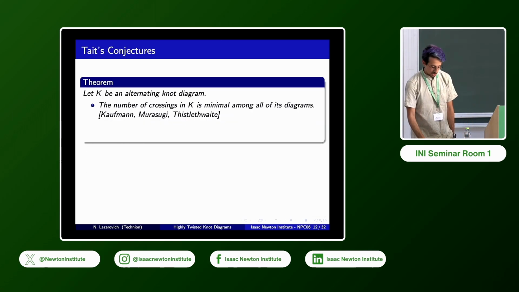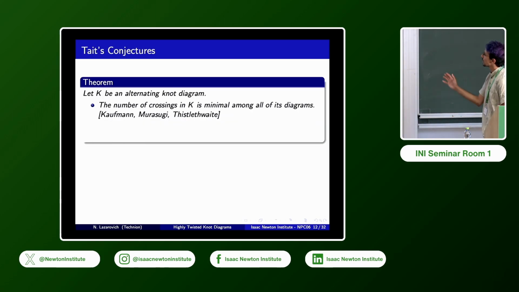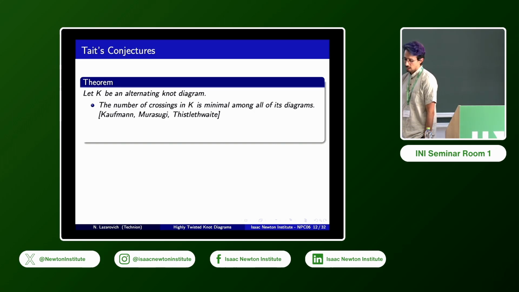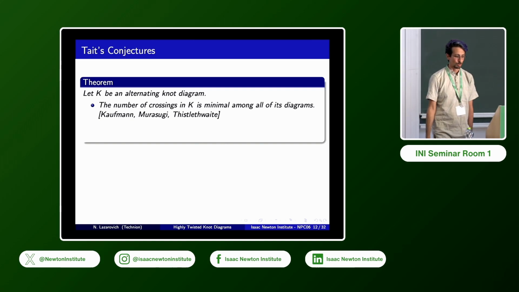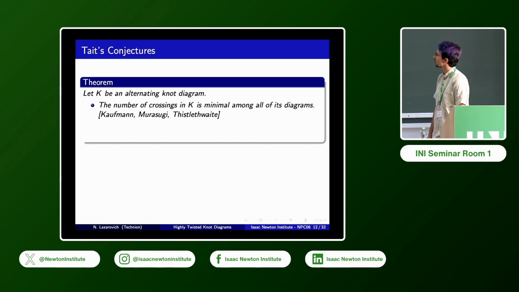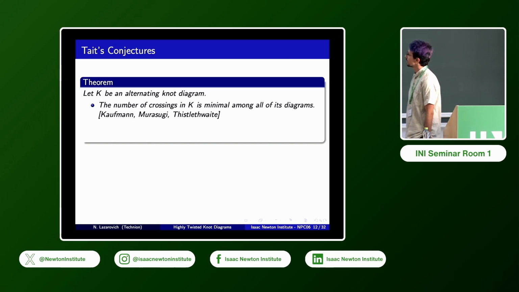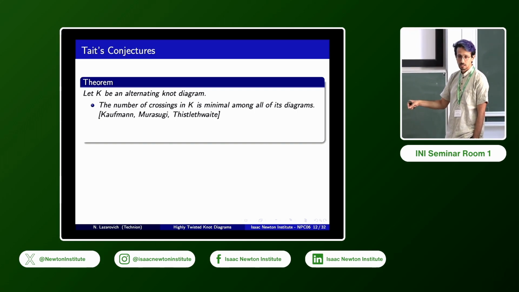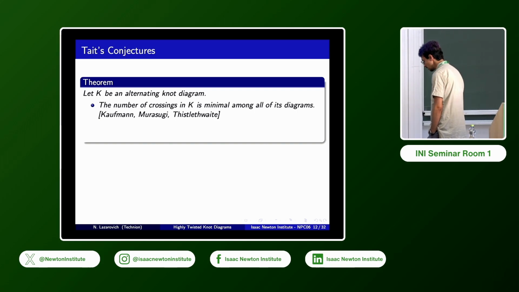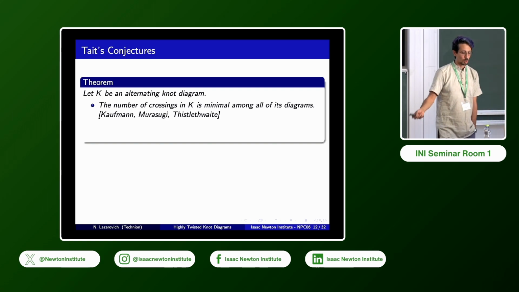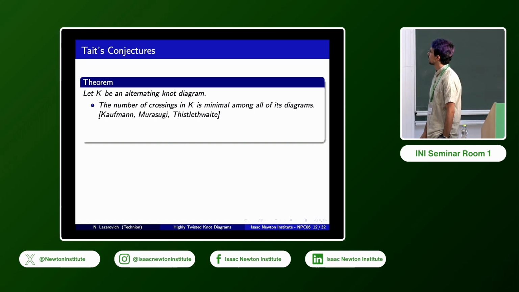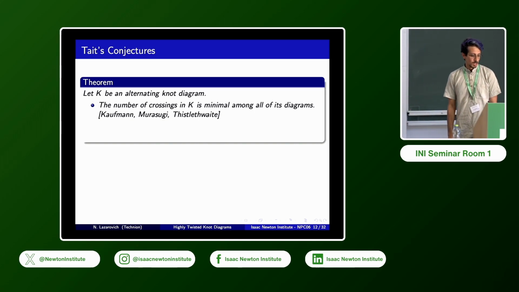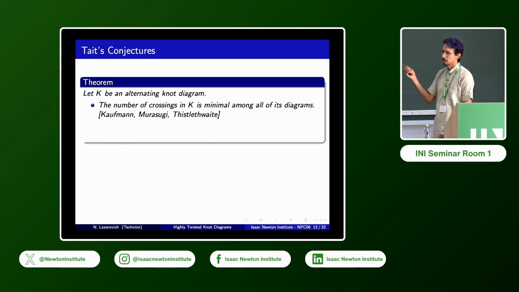And the next thing is more on the rigidity side. These are theorems of a bunch of people. The two theorems I'm going to state are solutions to Tait's conjectures. If I remember correctly, this is the first conjecture. It says that the number of crossings in an alternating diagram is the minimal among all diagrams for such a knot. This was proved by Kauffman, Murasugi, and Thistlethwaite, who I think was also in Cambridge.